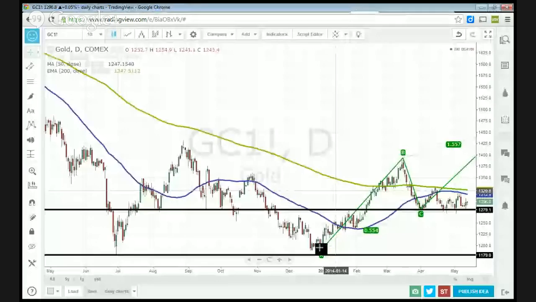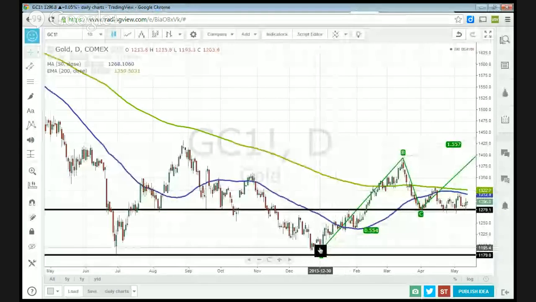Okay, let's take a look at the charts. Right here is the gold chart. Okay, gold chart here. Yeah, this is a chart I like to start with.